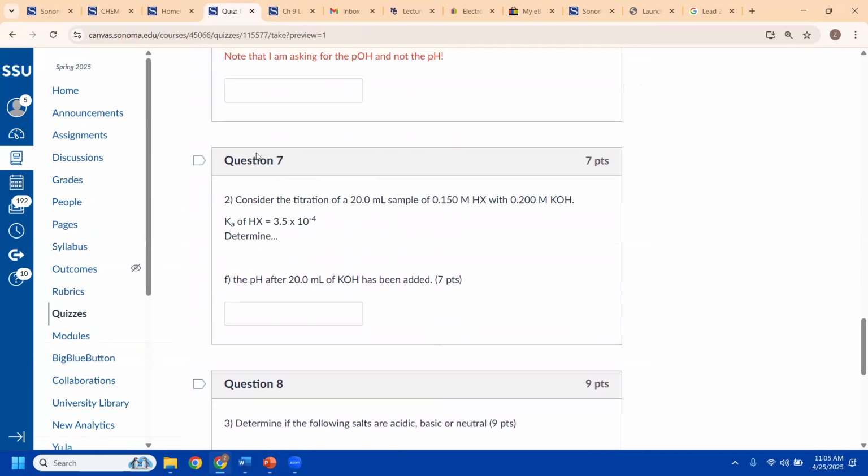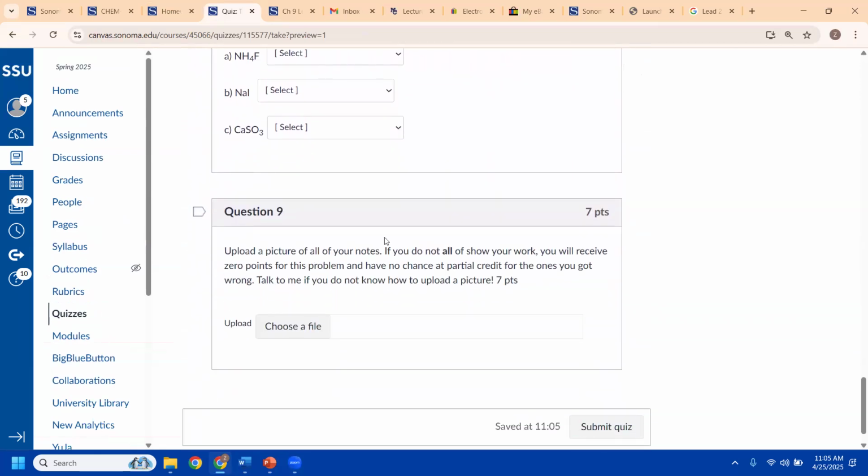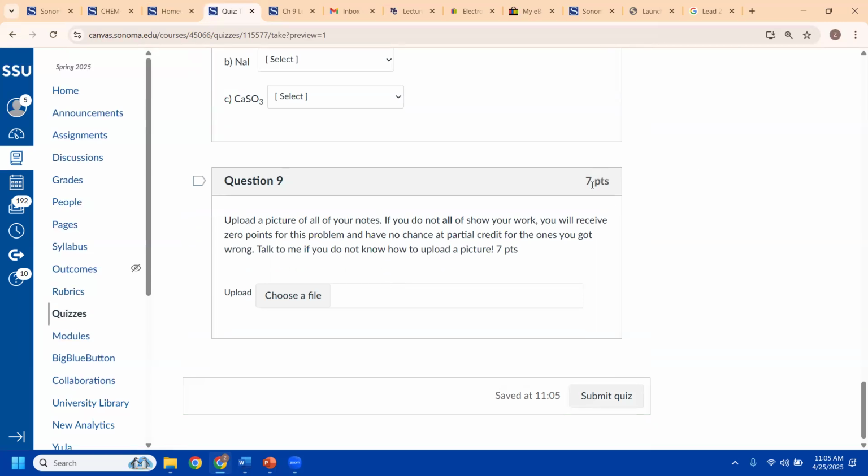I even put in a new name for these, but it'll say like 2F, 3 ABC. Question line, upload a picture of all your notes. Do it in a single file. So if you don't know how to do that, look it up. Okay. You get 7 points for submitting these files, and this is also where you will receive partial credit.